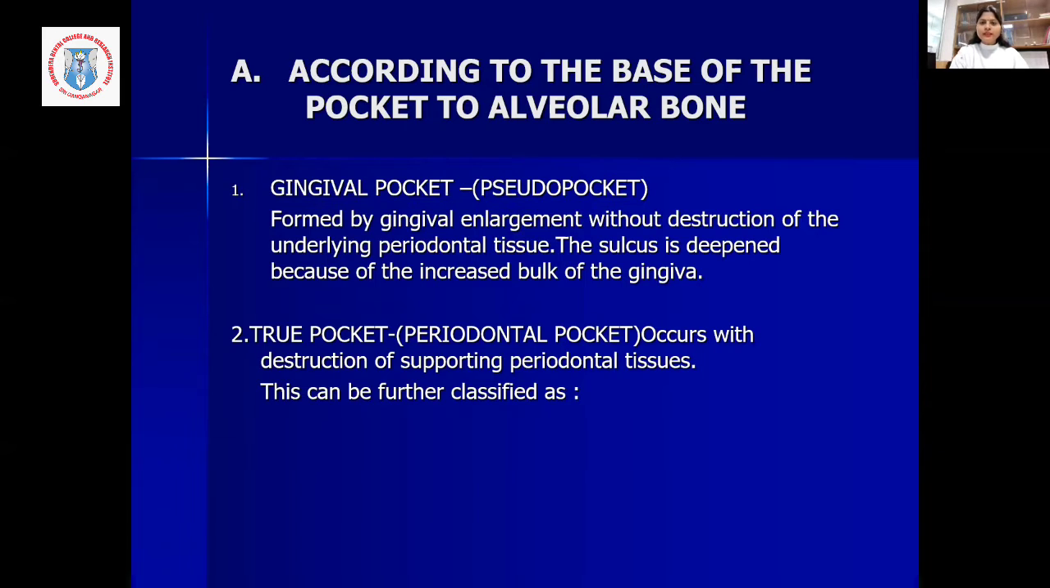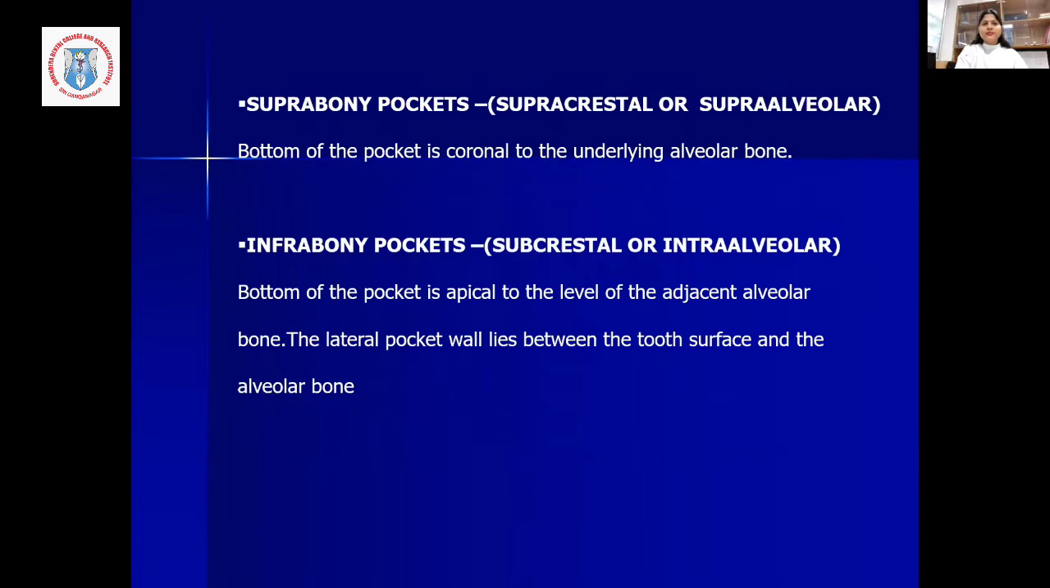The periodontal pocket is a true pocket when destruction of the supporting tissues occurs and there is apical movement of the gingival attachment. The pocket can also be classified as the suprabony and the infrabony periodontal pocket. That is, the pocket can be either gingival or periodontal, and the periodontal pocket is further classified as suprabony and infrabony. Suprabony pocket is also called supracrestal or supraalveolar. That is, the bottom of the pocket is coronal to the underlying alveolar bone.